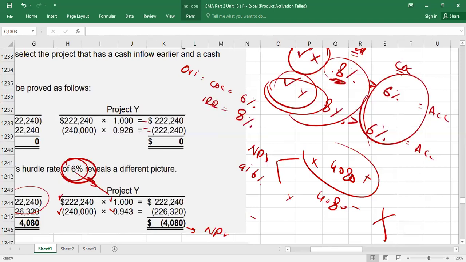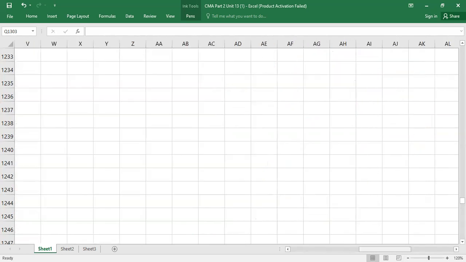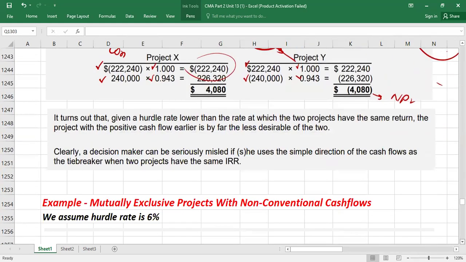So whenever cash flows are non-conventional, the preference will be given to NPV. This is one example of that. Based on NPV, you decide which project to accept. You have to accept the positive NPV project, not the negative NPV. Understood? This is how, in case of non-conventional cash flow, IRR can mislead you. Then we have another example.